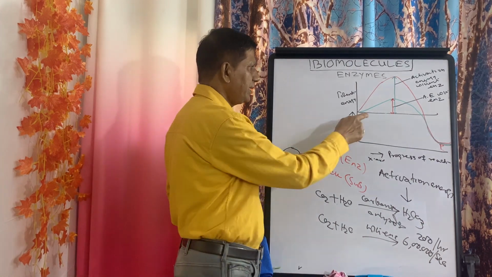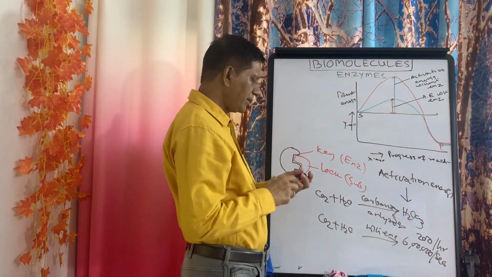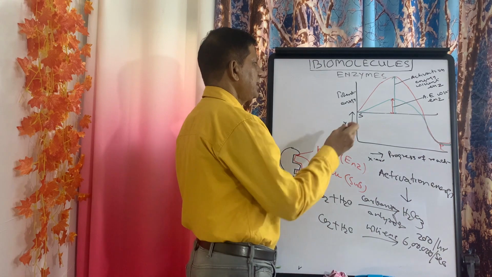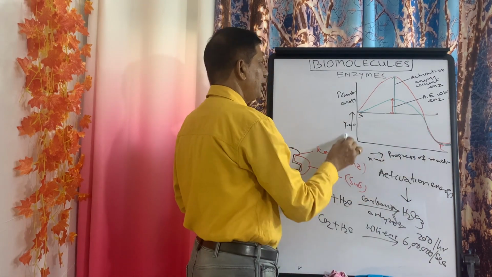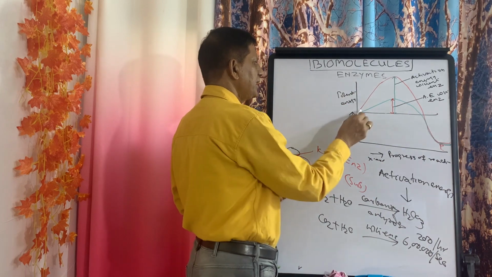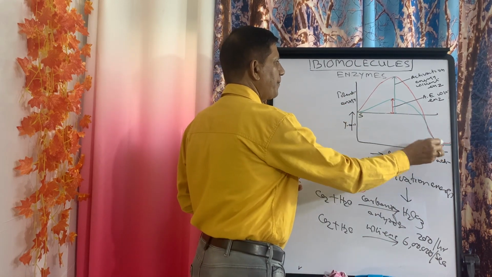So here you see this graph. This graph is very important. Here you see this is the substrate. On the x-axis there is the progression of reaction. On the y-axis there is the potential energy. This is the substrate. This is the product.